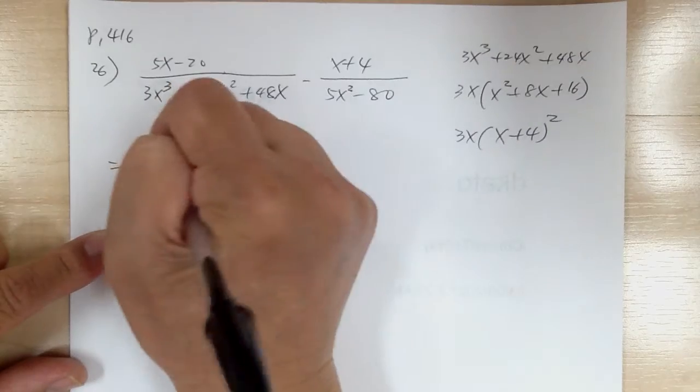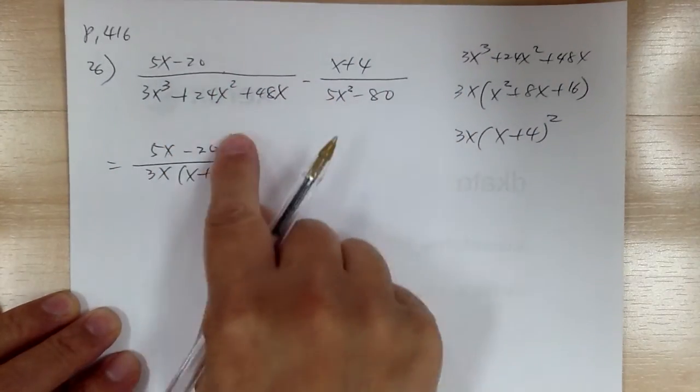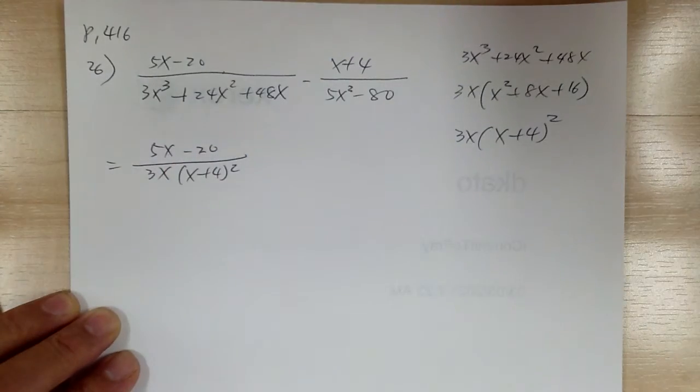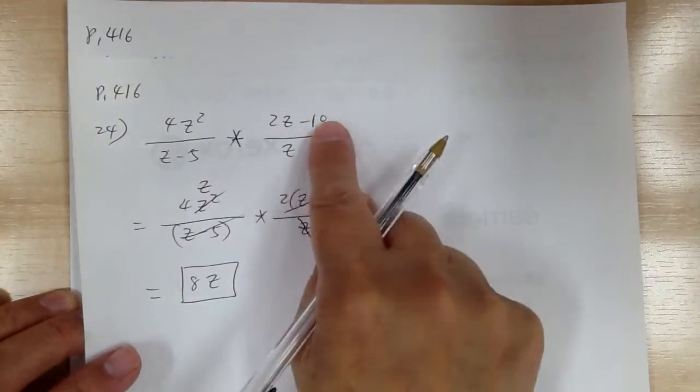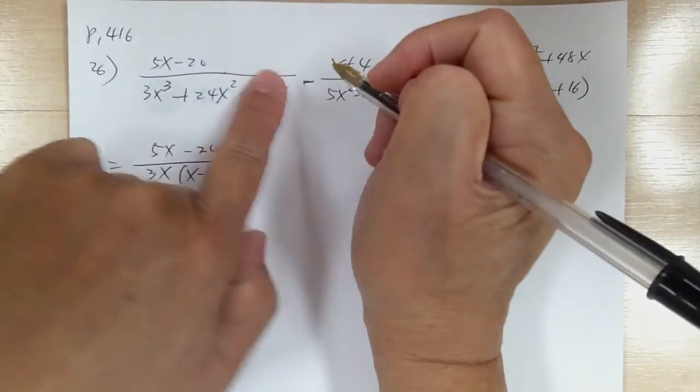Now do not factor the top, because you're not doing a cancellation. You're doing a subtraction, so do not factor. You only do that if it's a multiplication. You factor so you can cancel. But this one, you're subtracting the fractions.